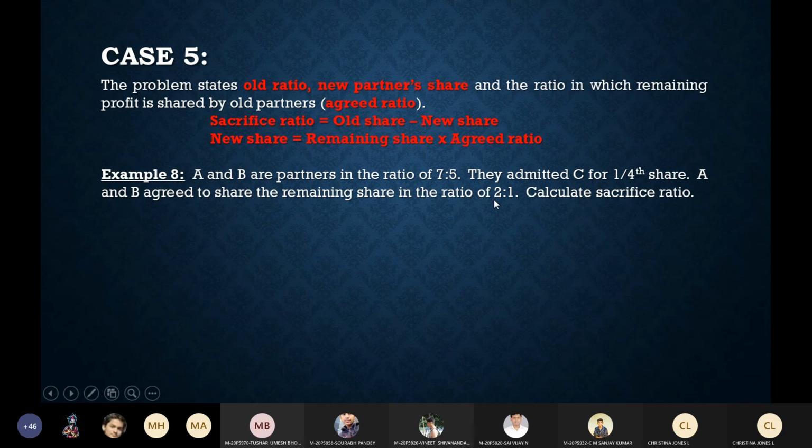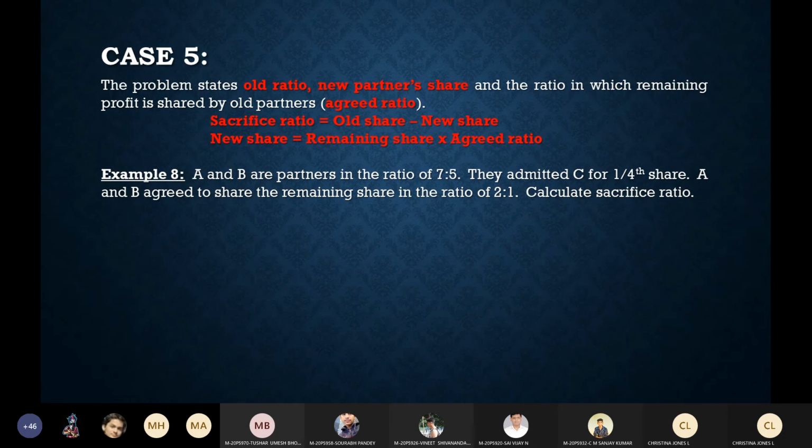A and B agreed to share the remaining share in the ratio 2:1. That means after giving C, whatever is left over, the remaining is going to be shared in the ratio 2:1. Calculate the sacrifice ratio. Are we clear what to do? So first we'll find out how much is remaining and then we'll distribute the remaining in this ratio 2:1. This will become the new way of us sharing the profits.